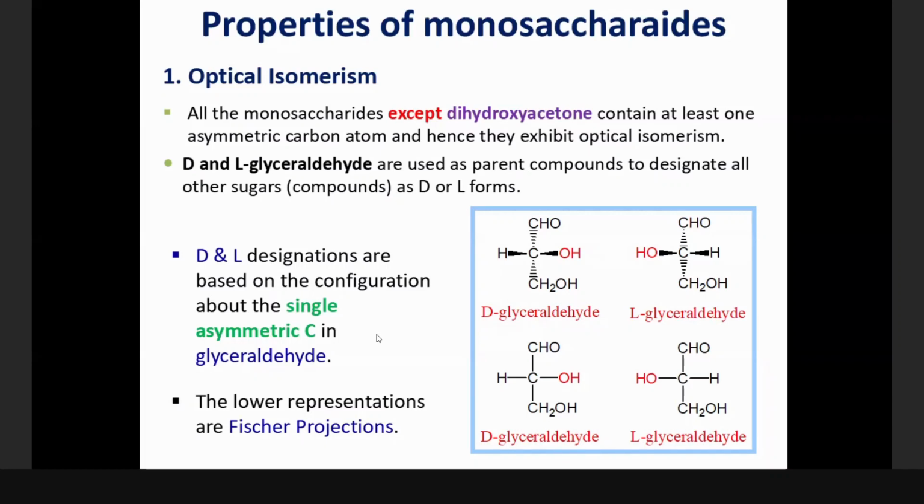Now the criterion is whether the molecule has an asymmetric carbon or not. Dihydroxyacetone, from its structure itself, lacks an asymmetric carbon. Therefore, it will not exhibit optical isomerism. Now, the simplest aldose is glyceraldehyde, and glyceraldehyde is a model, a parent compound, used to designate the rest of the molecules.